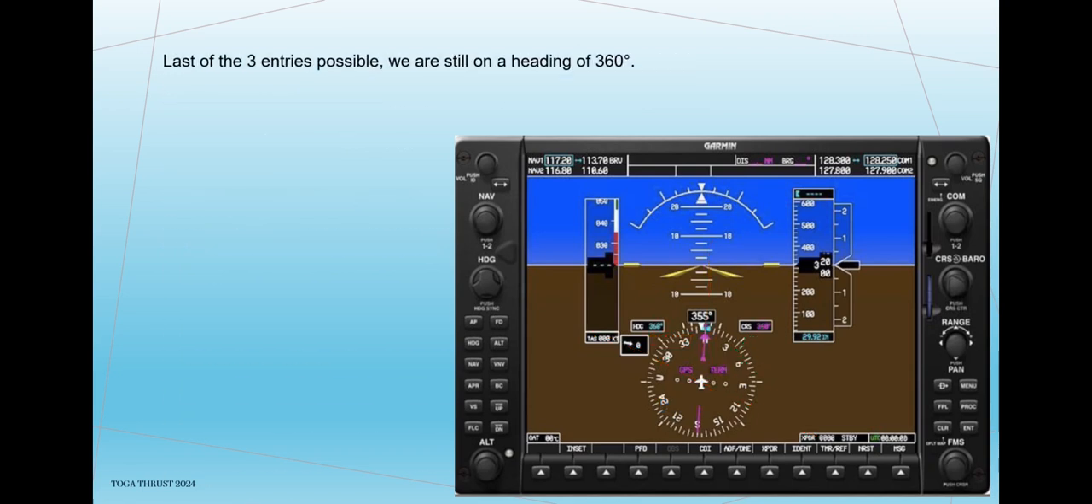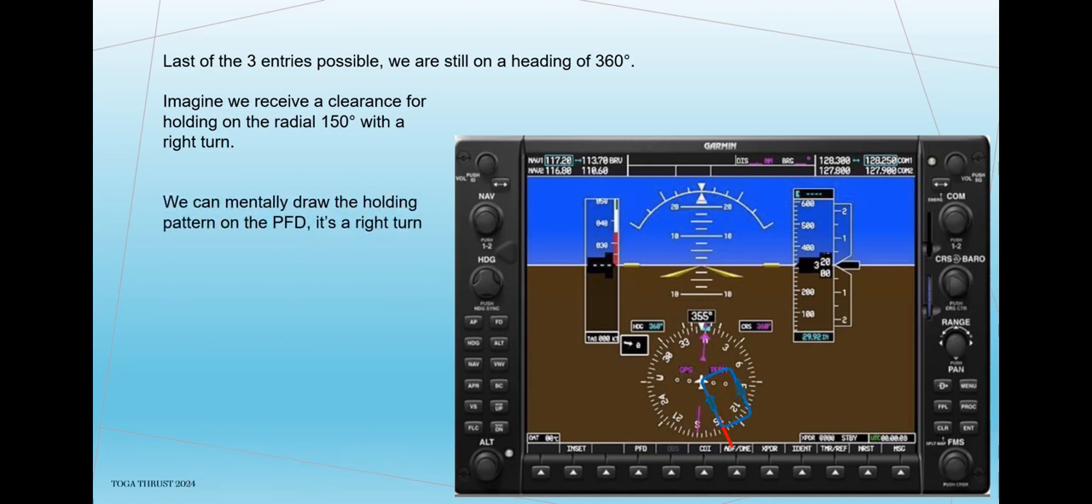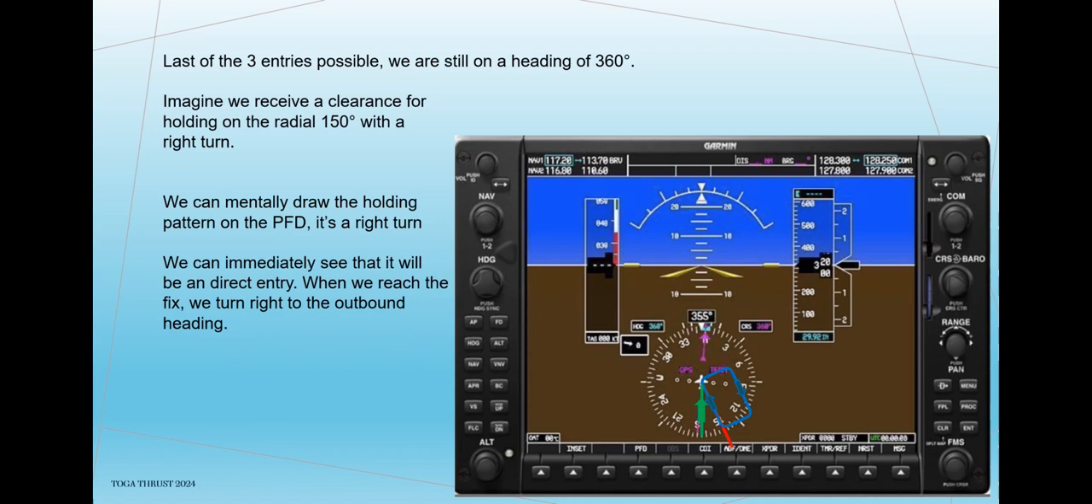Last of the three entries possible, we are still on a heading of 360 degrees. Imagine we receive a clearance for holding on the radial 150 degrees with a right turn. We can mentally draw the holding pattern on the PFD, it's a right turn. We can immediately see that it will be a direct entry. When we reach the fix, we turn right to the outbound heading.